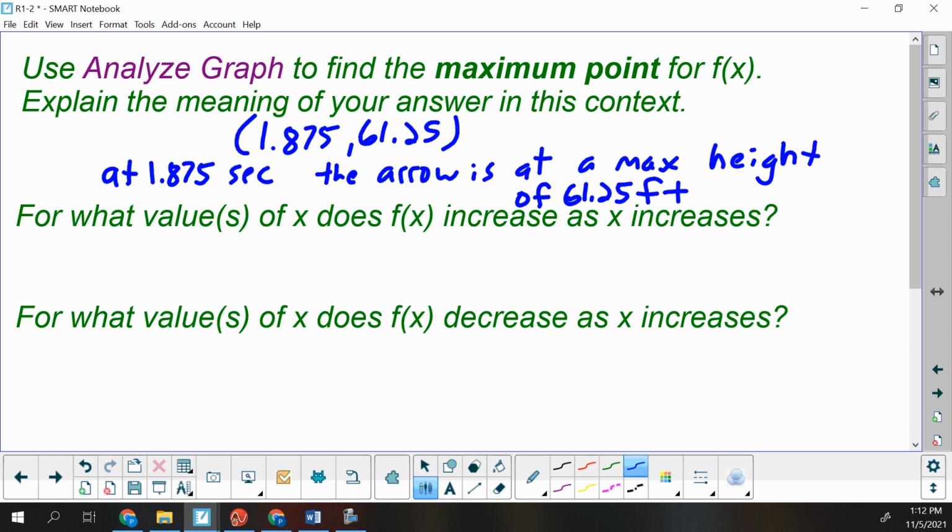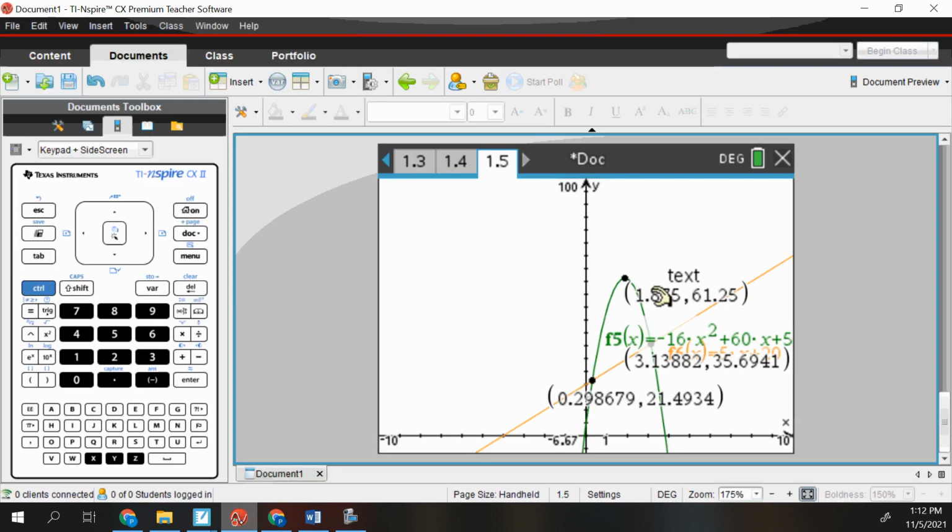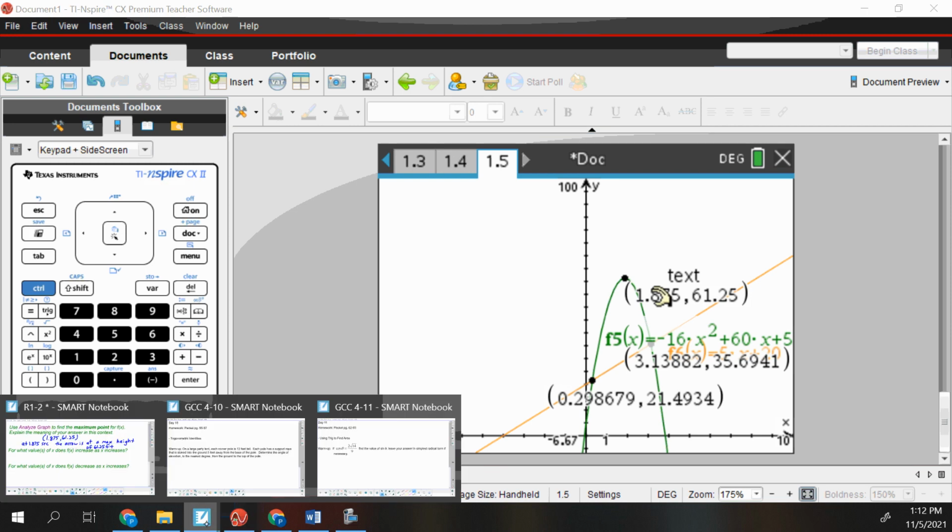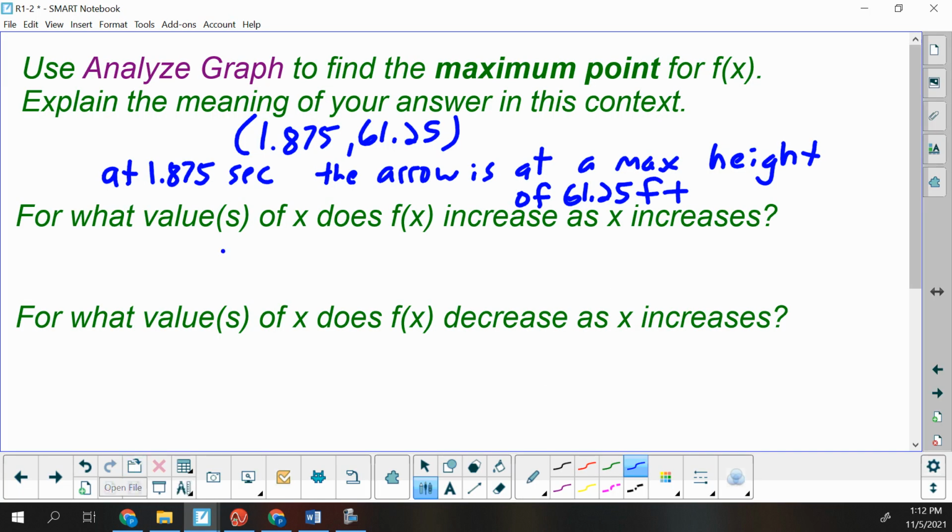Our next one, what values of x does f of x increase? Well, if we look at our graph, it's increasing, or in other words, having a positive slope all the way to that turning point. Remember, our scenario didn't start till x equals 0. So we would say 0 is less than or equal to x, which is less than 1.875. Because at x equals 0, our scenario starts, okay, and the height's immediately increasing. But then at 1.875, that's when it stops increasing and turns back around.